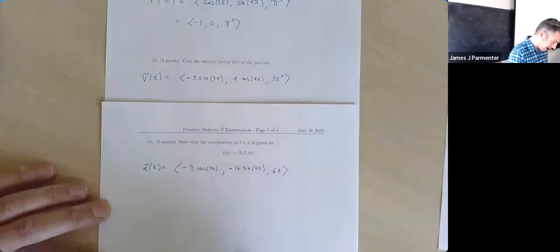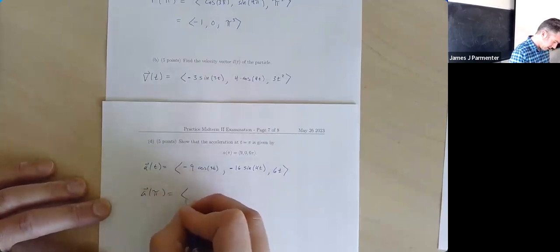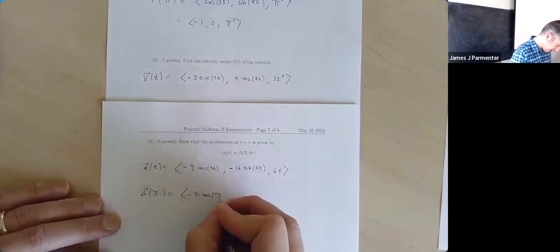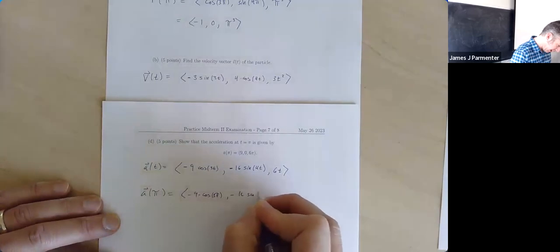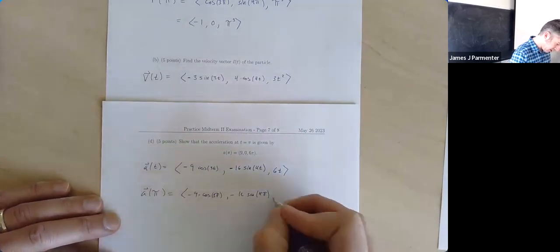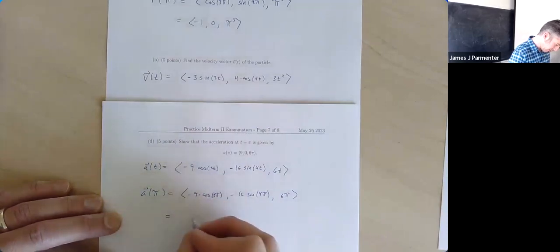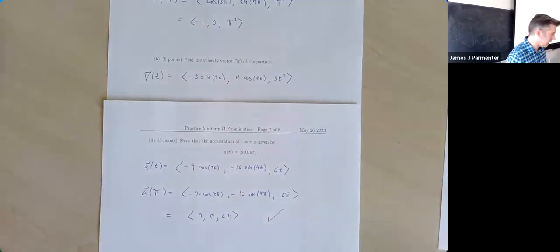And then if we plug in pi, we should get exactly what they're hoping that we get. We get -9 times cosine of 3 pi, which is -1, -16 times sine of 4 pi, which is just 0, and 6 times pi, which is equal to -9 times -1, comma 0, comma 6 pi. As expected.